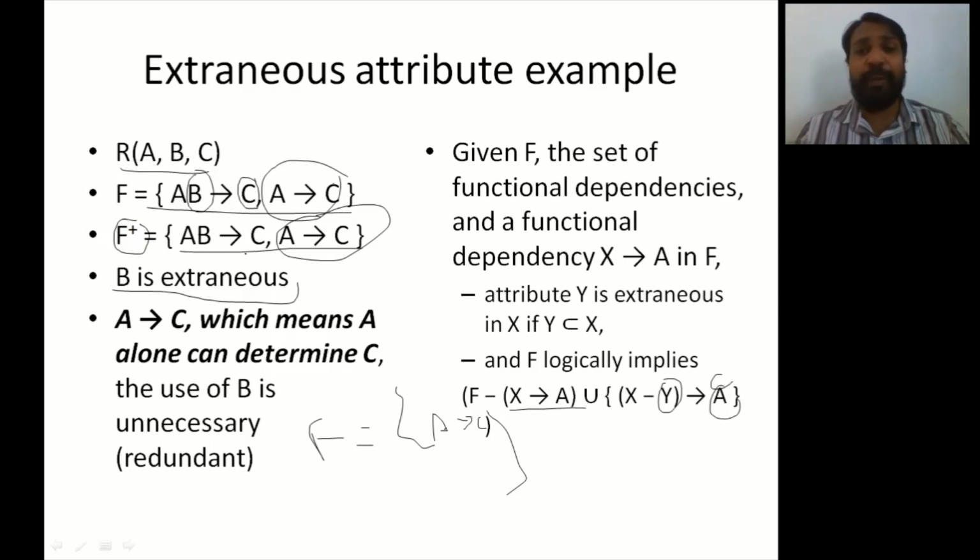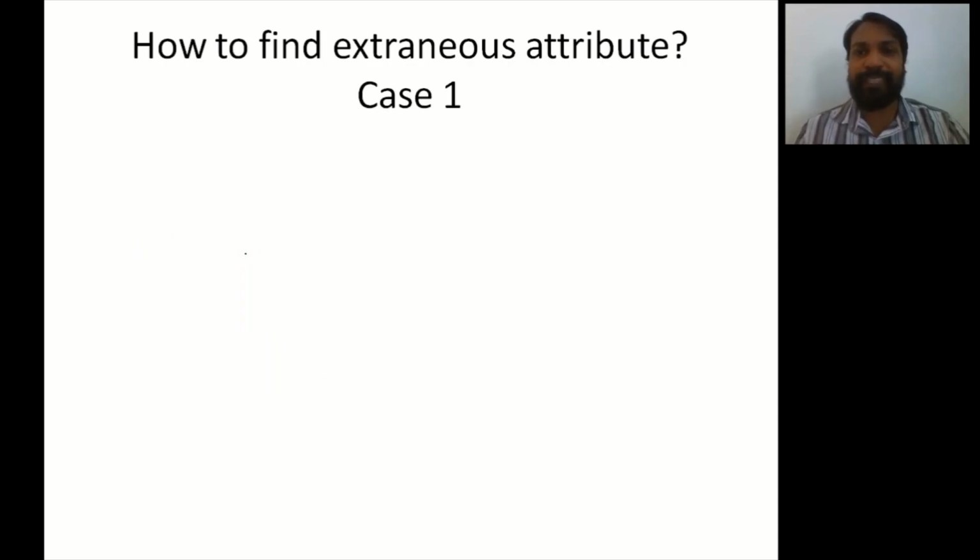We will see another example of how to find this extraneous attribute. Then you will understand how to get it. So how to find extraneous attributes? We have two types of extraneous attributes. One type occurs in the LHS, the left hand side of a functional dependency, and another type can occur in the RHS, the right hand side. In the case of minimal cover, we need to consider only the left-hand side extraneous attributes. But I'll go through both cases because for some competitive exams or GATE exams, these types of questions will be asked to find the extraneous attributes and remove them from functional dependencies.